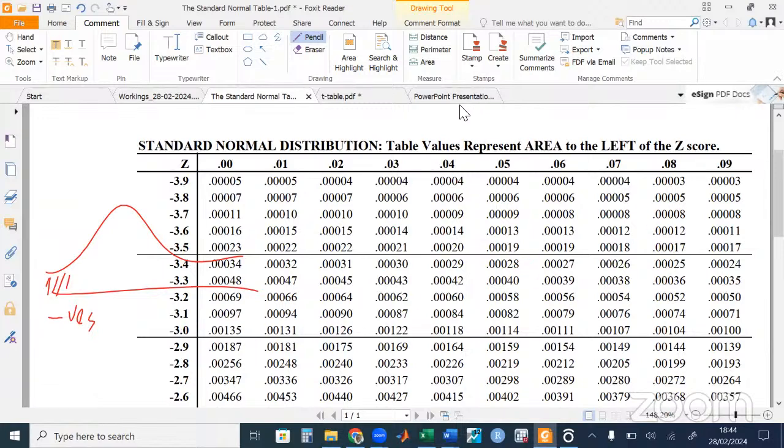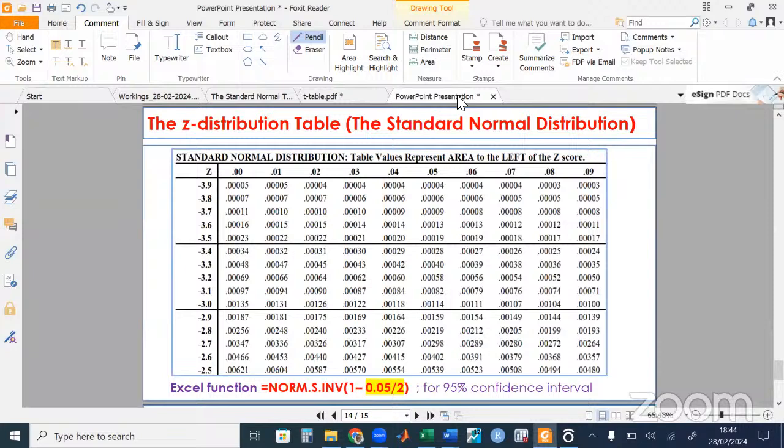But if you don't want to go the manual process, we have the Excel function for the standard normal table, which is what you can also see here. So this is equals to your Excel function, normally distributed for a sample with inverse distribution. You can do one minus the alpha, which is 5%, 0.05 divided by two, if it's a two-tailed test. So that you can now get your 95% confidence level.